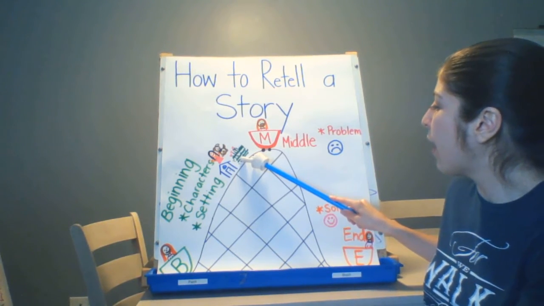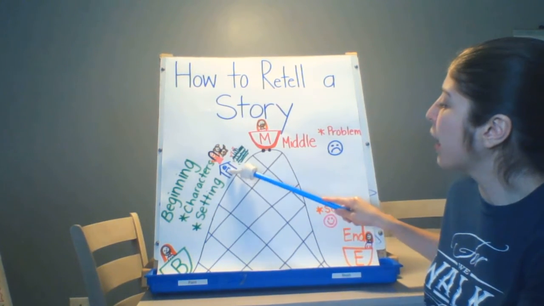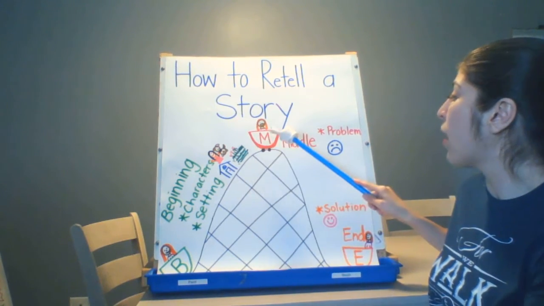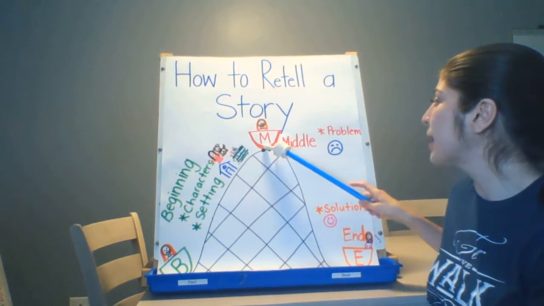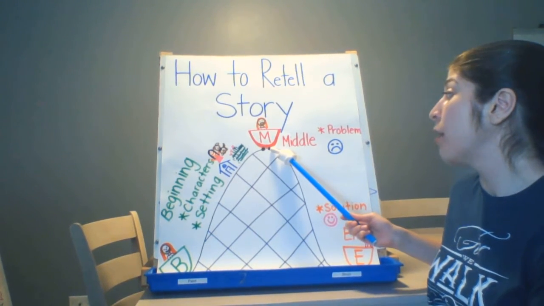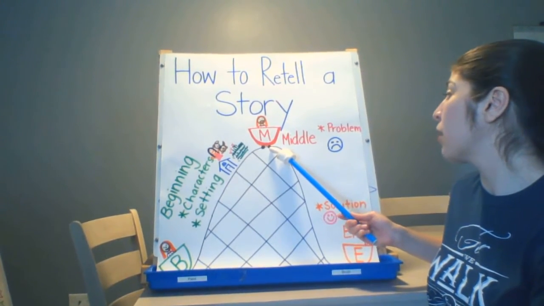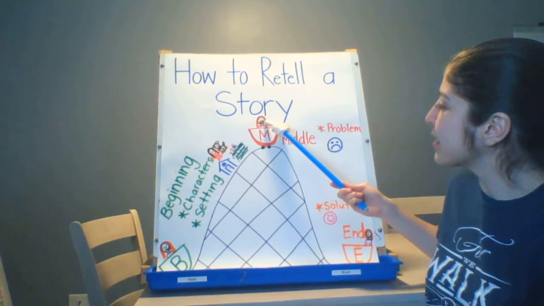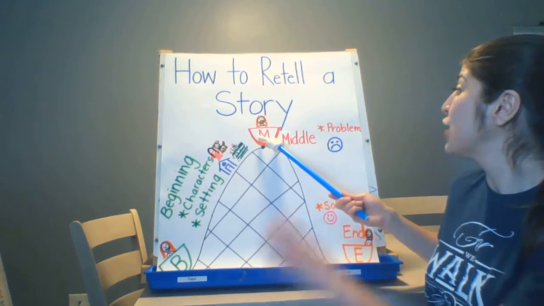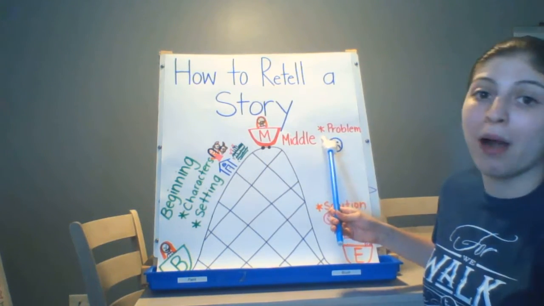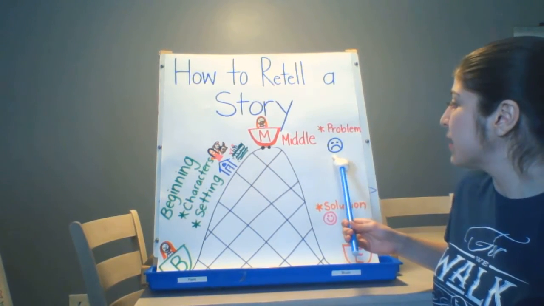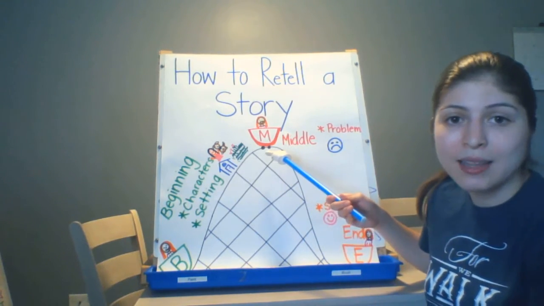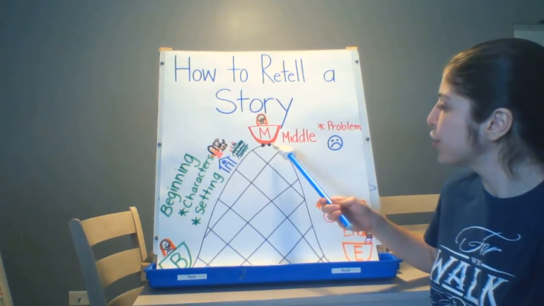And then, as the story goes on, the roller coaster also goes on, right? And then we get all the way up to the very top, and then we get to the middle part of the roller coaster, or the middle part of the story. So if you notice, this little girl has a sad face on there because she's at the very top and there's a problem.